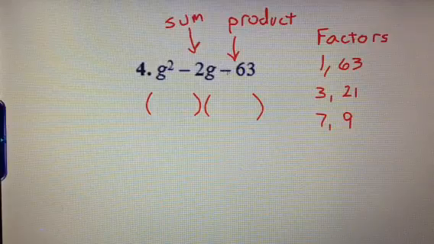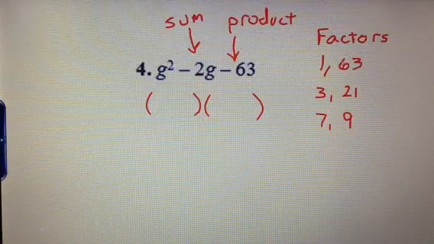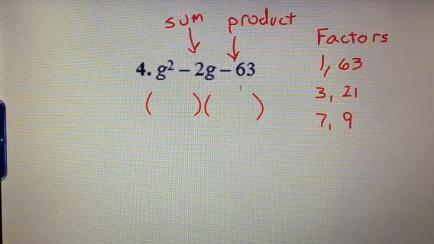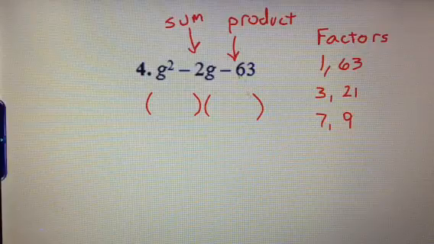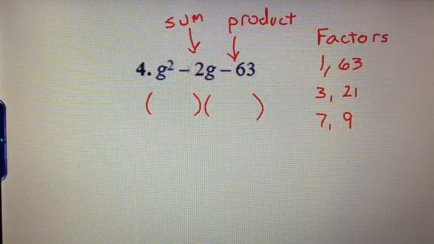But for a product to equal negative 63, it could be that the 1 would be negative, or the 63 could be negative, but just one of them. To multiply and get a negative number, you have different signs. So we want to multiply two numbers and get negative 63 and add them together and get negative 2. So we want the one with the bigger absolute value to be negative.